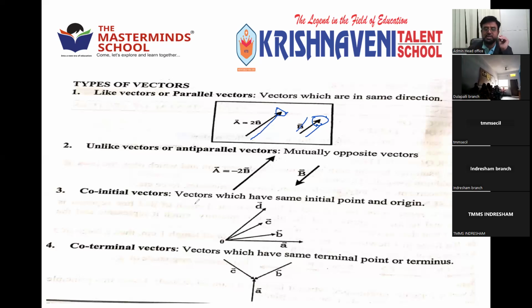Whereas in the second case, you can see both have different magnitude and opposite direction. So they are called unlike vectors or anti-parallel vectors. Got it or not? So if two or more vectors travel in the same direction, irrespective of their magnitude, they are called like vectors or parallel vectors. If two or more vectors of different or same magnitude travel in opposite directions, they are called unlike vectors or anti-parallel vectors.